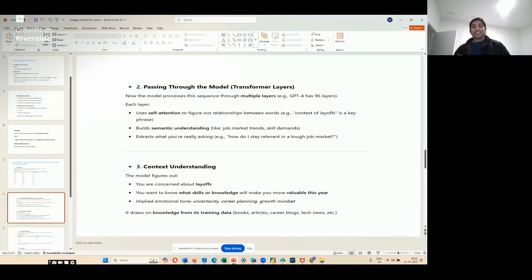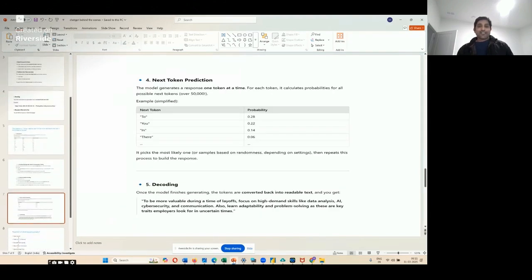Once this context is built, it will draw knowledge from its training data, which is available in books, articles, career blogs, tech news, etc. It also considers the tone in which you are asking, like the context of uncertainty, career planning, growth mindset. So you want to know what skills and knowledge will make you more valuable this year, and you are concerned about layoffs. So it builds this context. Immediately it will generate the next token.